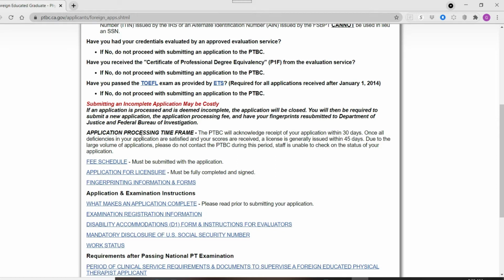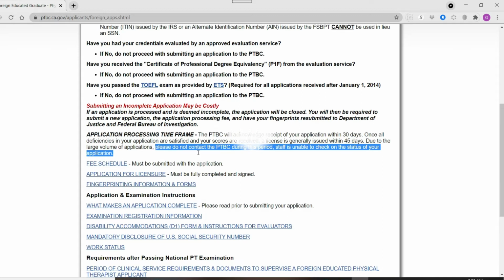Once all deficiencies in your application are satisfied and your scores are received, a license is generally issued in 45 days. Okay, due to the large volume of applications, please do not contact PTBC during this period. Staff is unable to check on the status of your application. Okay, so I hope this is clear.